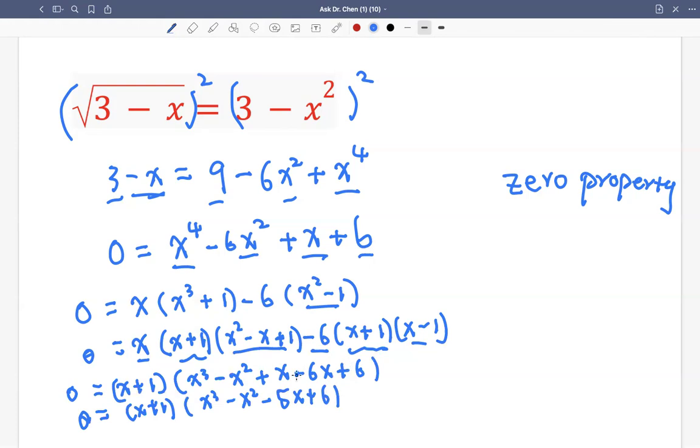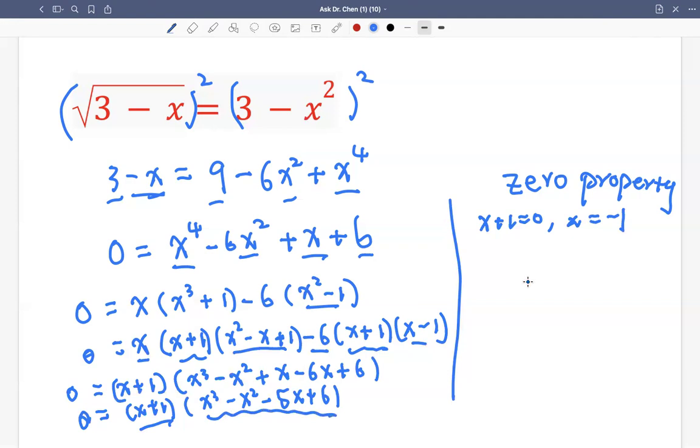Now, by the zero property, this factor can be 0. So let's write it here. X plus 1 is 0. That means x equals negative 1. So this is one solution, x to be negative 1. Well, let's see if we can factor this other factor.